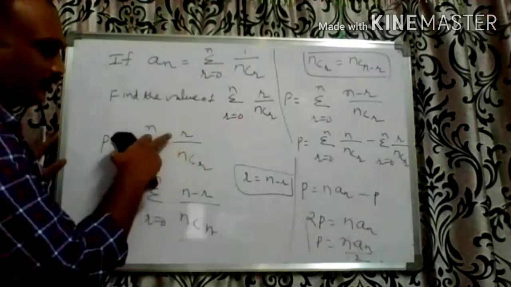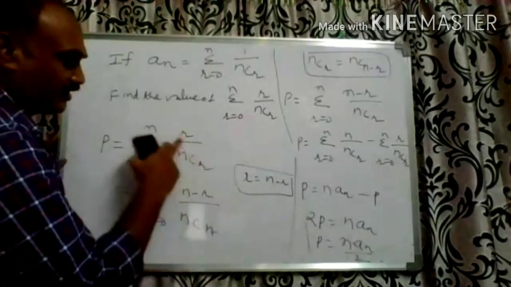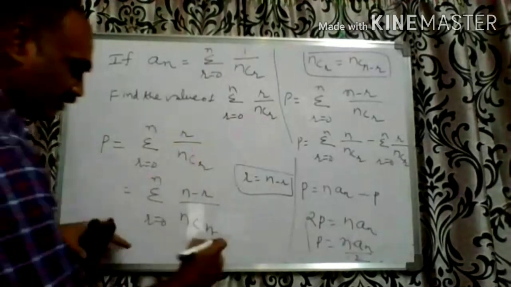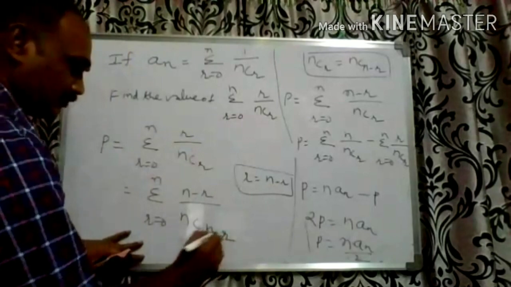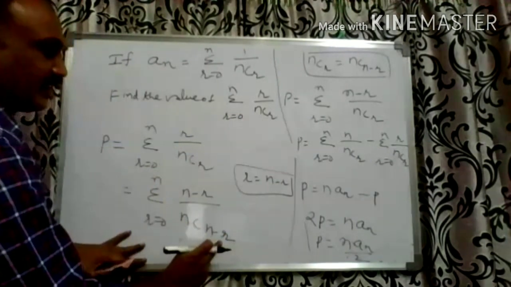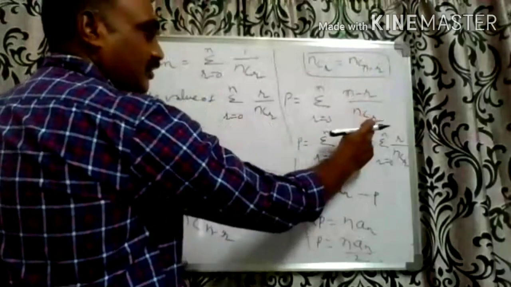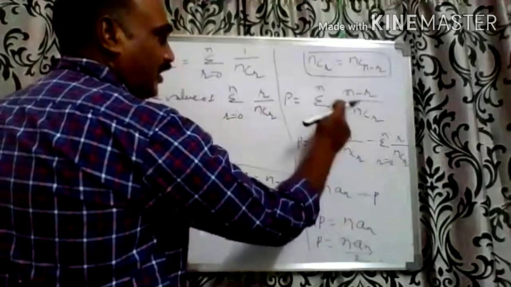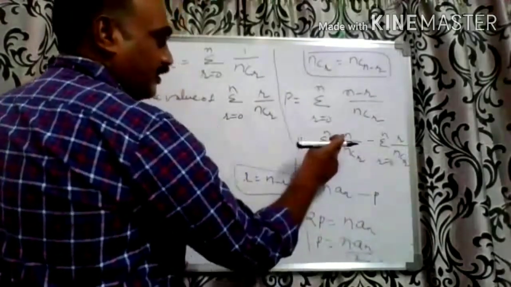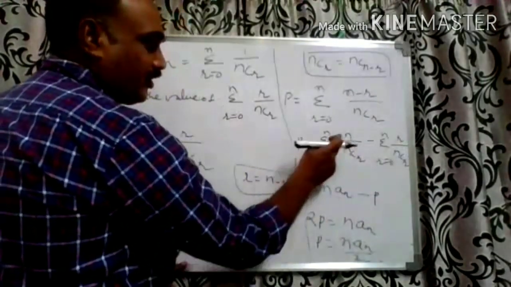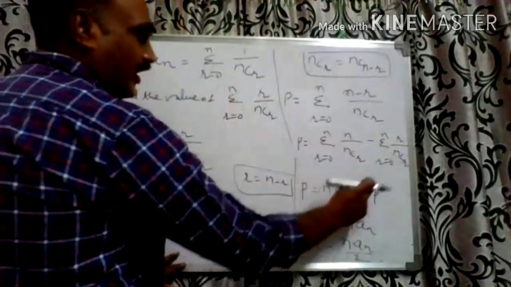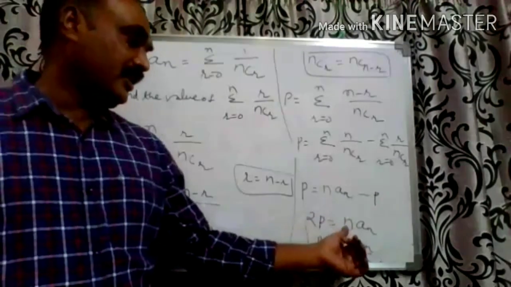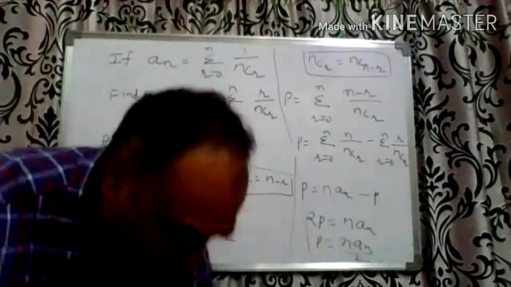First, substitute r is equal to n minus r. So (n minus r) by nC(n minus r) is equal to nCr. Sigma r is equal to 0 to n of n by nCr minus sigma r is equal to 0 to n of r by nCr. n into sigma r is equal to 0 to n of 1 by nCr is equal to An minus sigma r is equal to 0 to n of r by nCr is equal to P. So 2P is equal to n into An, P is equal to n into An by 2.